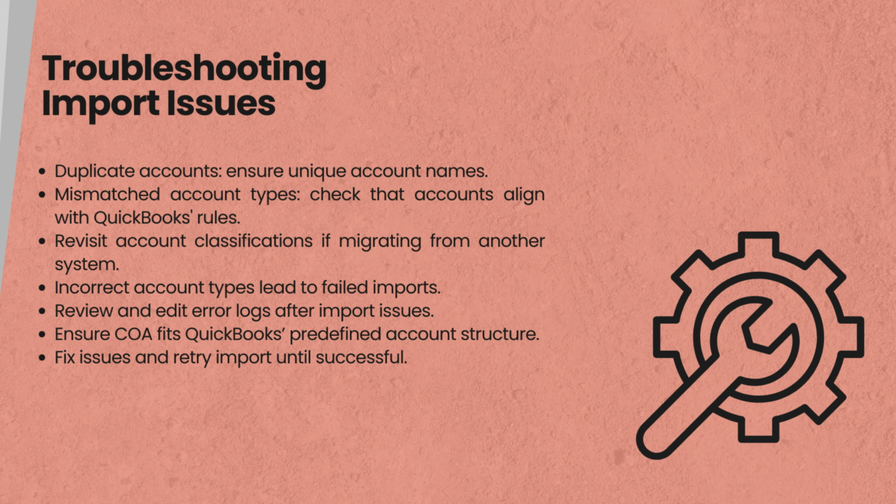Another frequent problem is mismatched account types. QuickBooks has strict rules about which accounts can be classified under certain types. For instance, you can't label an expense account as a liability. So if you get an error about an invalid account type, double-check your file and make sure everything is categorized correctly. And here's another tip for you.